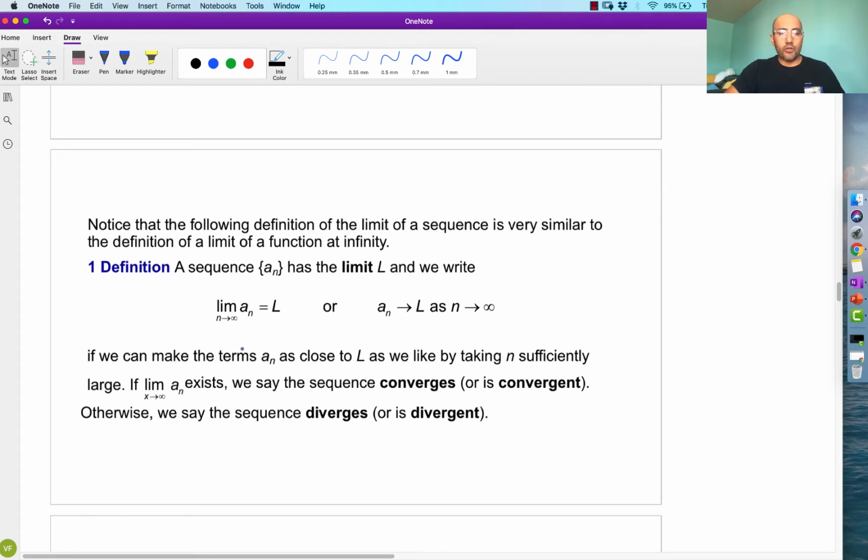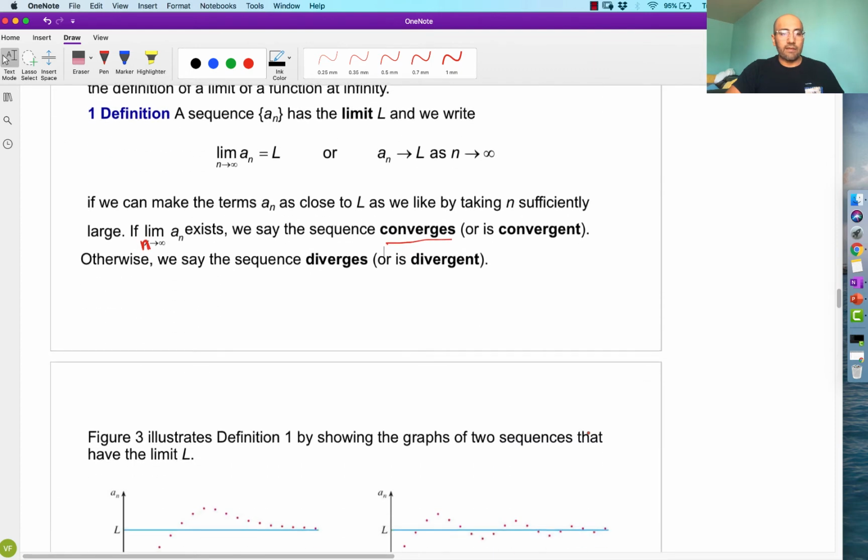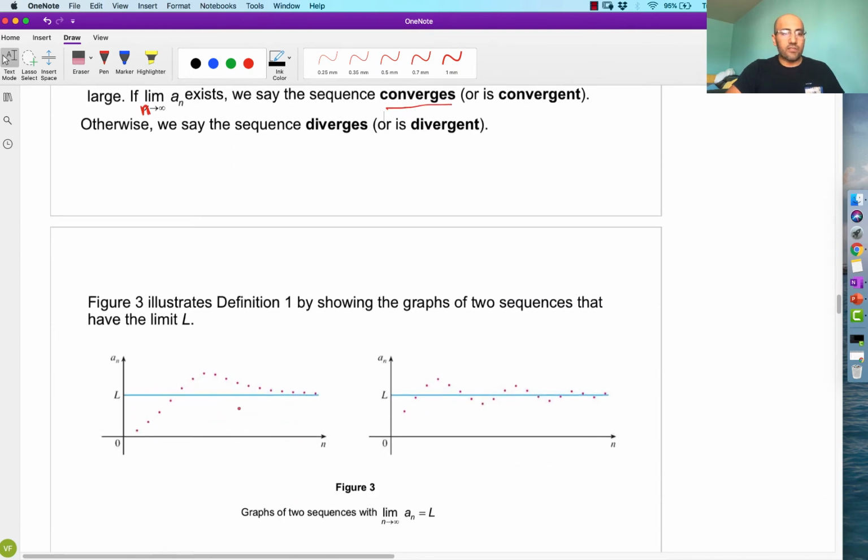If we can make the terms a sub n as close to capital L as we'd like by taking n sufficiently large. Okay, so there's a little mistake here. So if the limit as n goes to infinity of a sub n exists, we say the sequence converges, or is convergent. Otherwise, the sequence diverges, right? So if it doesn't go to any specific value L, it doesn't get infinitely close to some constant L, then it diverges. So here's some graphs kind of illustrating that.